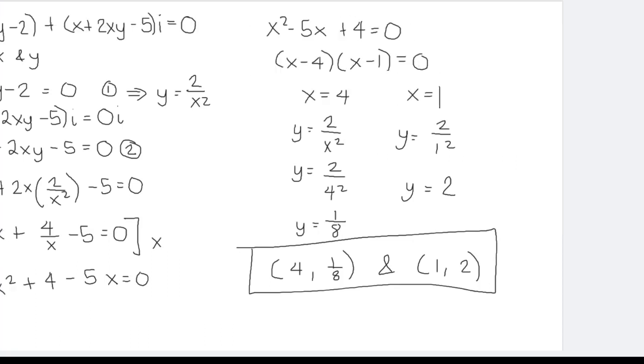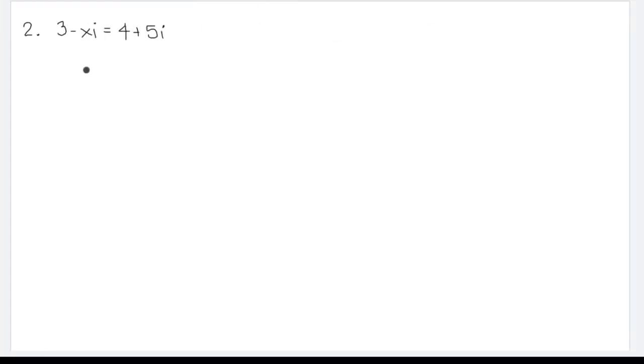So for number 2, we have 3 minus xi equals 4 plus 5i, and we need to find the value of x. So we just transpose 3 to the right hand side, or subtract 3 from both sides. So that's 4 plus 5i minus 3. Then divide both sides by negative i, so that we have the value of x. So 4 minus 3 is 1 plus 5i over negative i.